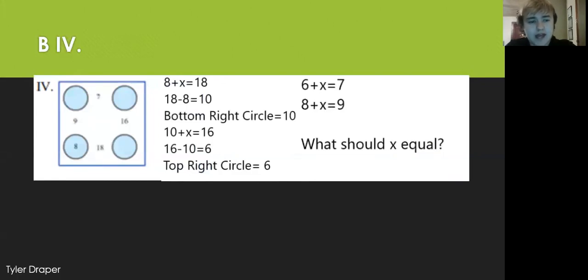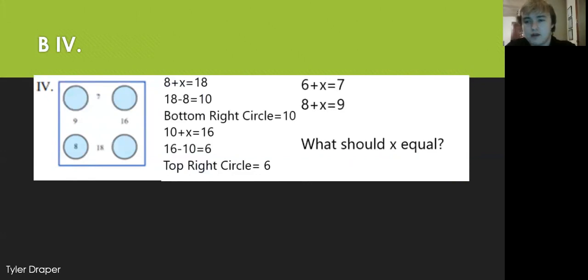Okay, so we're given 8 on the bottom left. 8 plus what equals 18? We find that the bottom right circle will equal 10. Okay, then we'll search for our top right circle. So if we have 10 in our bottom right, 10 plus what equals 16? That's right, 16 minus 10 would equal 6. So we have our top right would be 6.